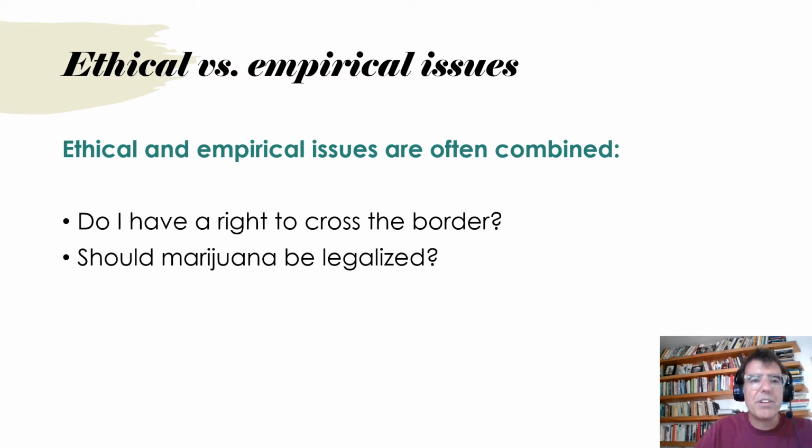Next example, should marijuana be legalized? If you mean, would it be right or wrong to legalize marijuana, right or wrong morally, then it's ethical. If you mean, what would be the effects, or is this a good policy decision in terms of its consequences, then you're talking about an empirical issue. So for both of these, you have an issue that people might disagree on, and there are ethical and empirical issues mixed together.